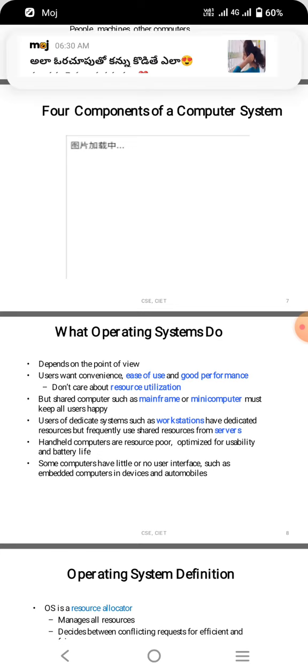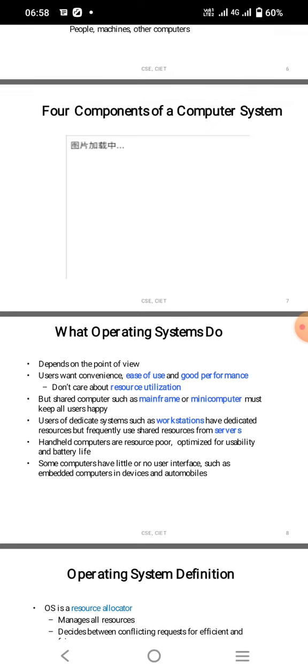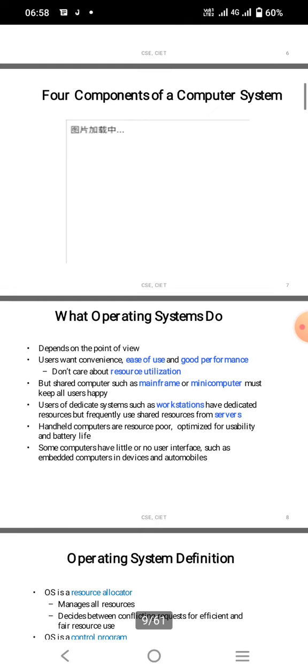Servers handle the computers' resources, with optimization for usability and battery life. Some computers have little or no user interface, such as embedded computers in devices and automobiles. These are some important points on what operating systems do.